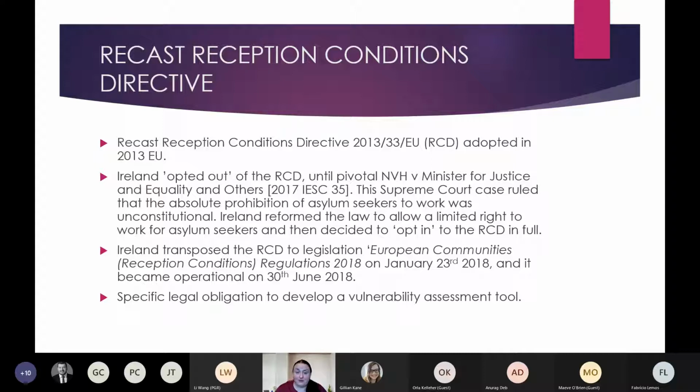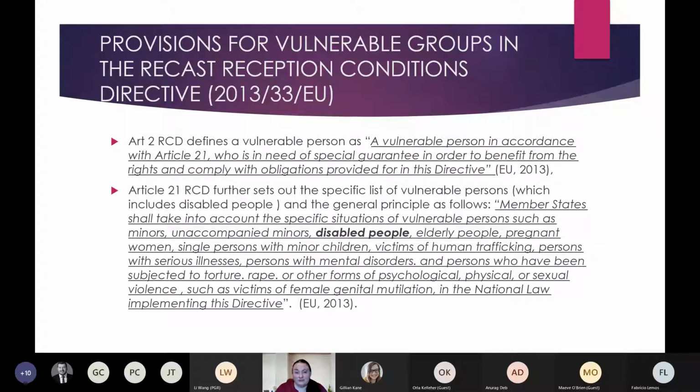Specifically relevant to disabled people and other vulnerable groups is the obligation to develop a vulnerability assessment tool. Article 2 defines a vulnerable person as someone who is in need of special guarantees in order to benefit from the rights and comply with obligations provided for in this directive. Article 21 sets out the groups. I won't list them all now because we're short on time.